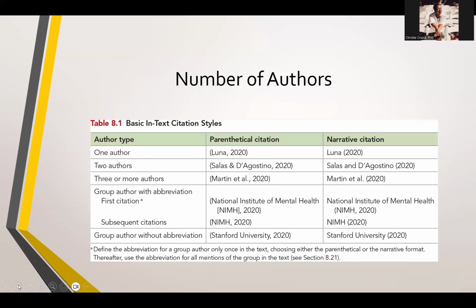So APA is very clear about how you cite the number of authors within the text. If you have one author, here are examples of the parenthetical citation and the narrative citation. We've discussed that. If there's two authors, again, we've discussed the parenthetical and the narrative. So a change comes about when you have three or more authors. If you have three or more authors, then you want to use et al. Et al just means and others.